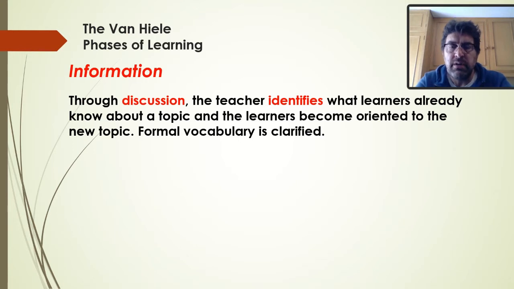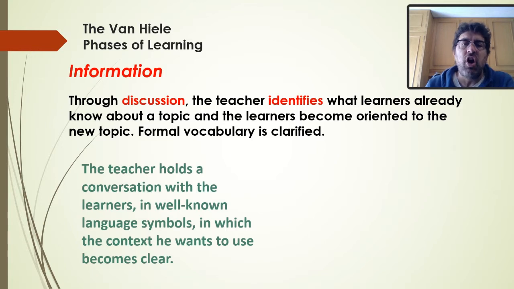Well, through discussion, the teacher identifies what learners have already come across related to a particular topic, and the learners become orientated to the new topic. There's discussion happening and there's identification. At this level of information gathering, vocabulary is clarified. The mathematical register is clarified and developed. Now we saw with the levels that the register is very important. It is level specific and needs attention from the teacher.